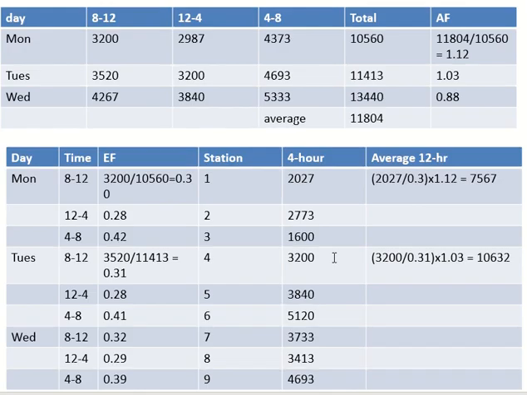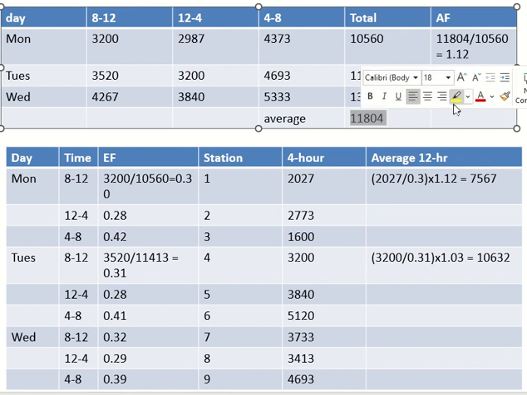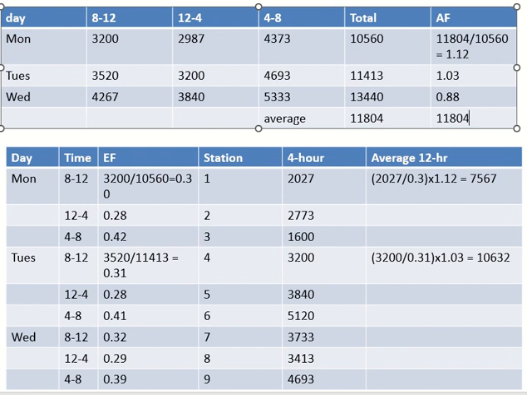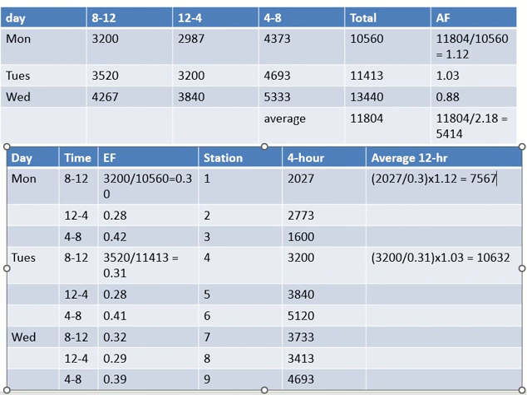Now, if I come here, look at this point, location A. In 3 days, the average count is 11,804 axles. This is axles, and every vehicle has 2.18 axles. So how many vehicles? What will I do? So what is that? 5,100? 5,400. Okay, same thing here.